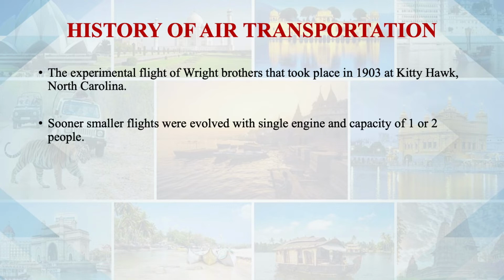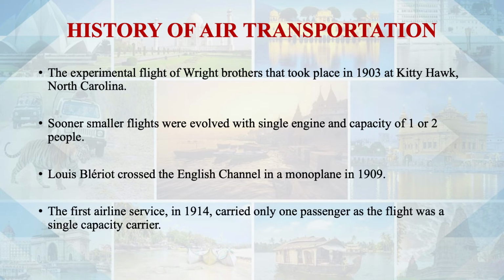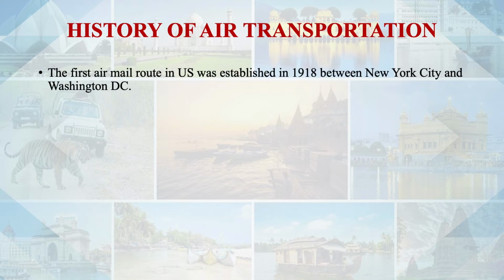Soon, smaller flights evolved with a single engine and a capacity of 1 to 2 people. The first airline service began in 1914 and carried only one passenger, and the flight was a single capacity carrier. The first airmail route was started in the United States and was established in 1918, and it had this service from New York City to Washington DC.